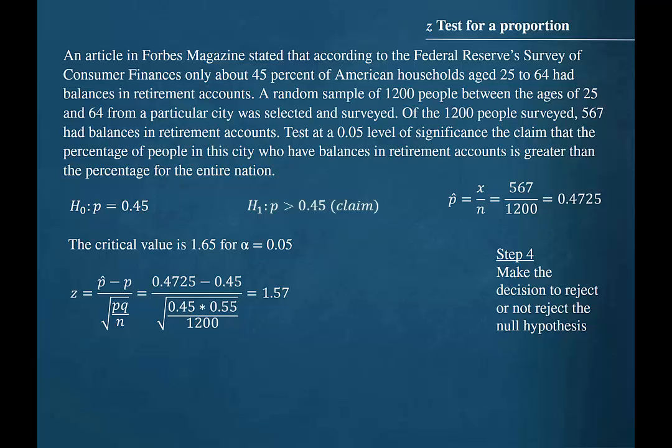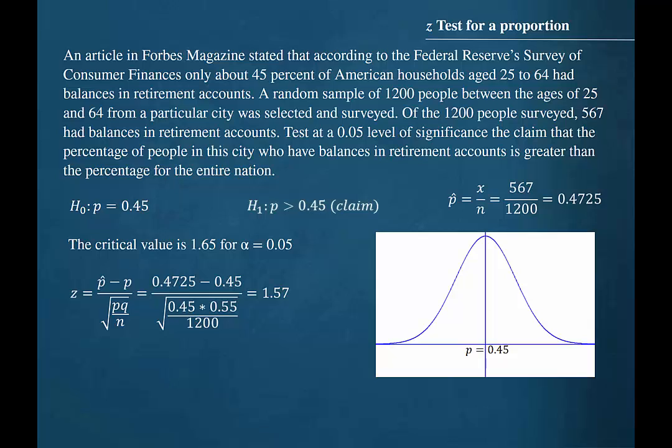Step 4 is to make the decision to reject or not reject the null hypothesis. It is always a good idea to visualize the orientation of the critical values and the test value by placing them on a graph of the hypothesized distribution. We have a normally shaped sampling distribution with a hypothesized population proportion of 0.45. If the test value lands to the left of the critical value in a right-tailed test, we do not reject the null hypothesis. In this problem, we are to test at a 0.05 level of significance.